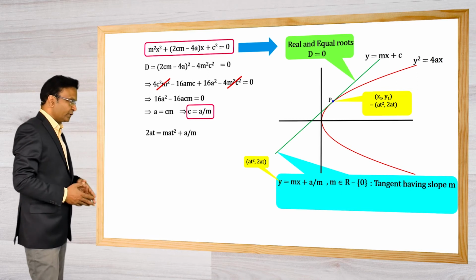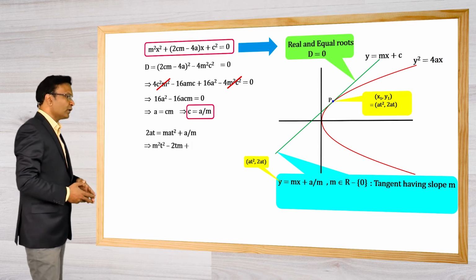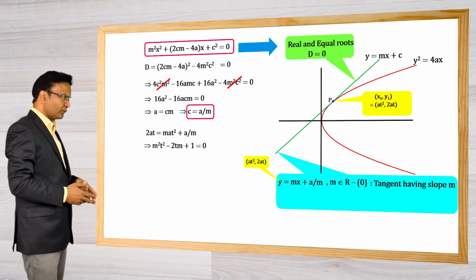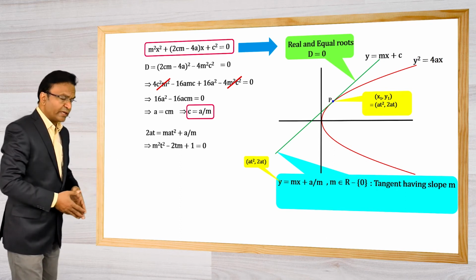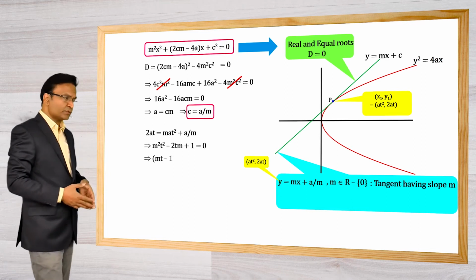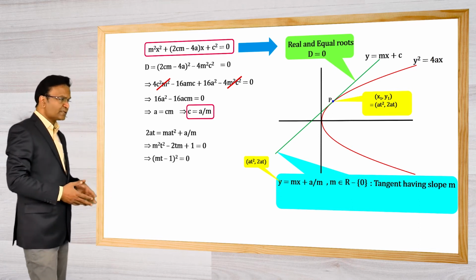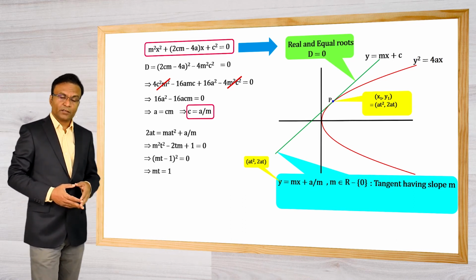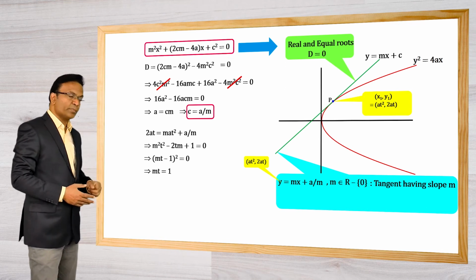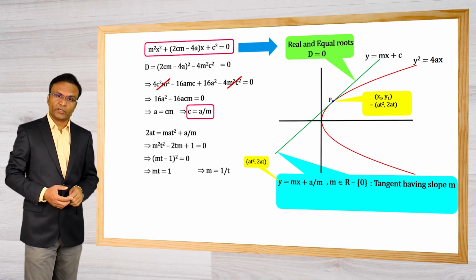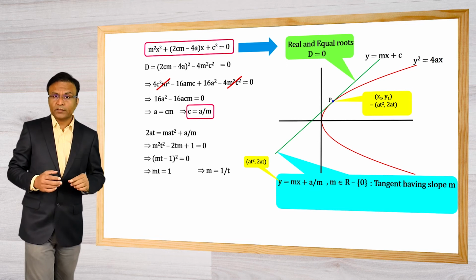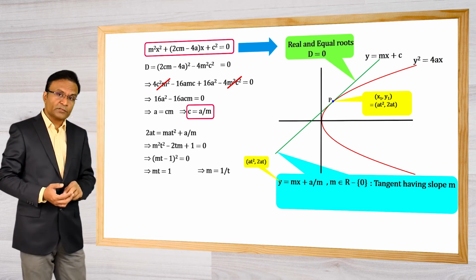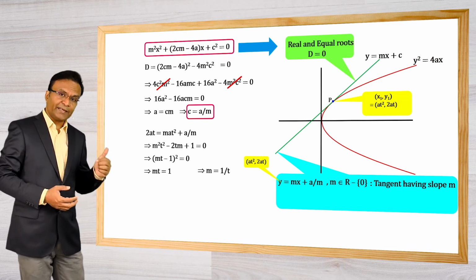So we get m square t square minus 2tm plus 1 is equal to 0, and this is a perfect square of mt minus 1 whole square. So from this we get mt is equal to 1. That means the value of slope m is equal to 1 upon t. So here we get the relation between the parameter t of a point and the slope of the tangent at this point.